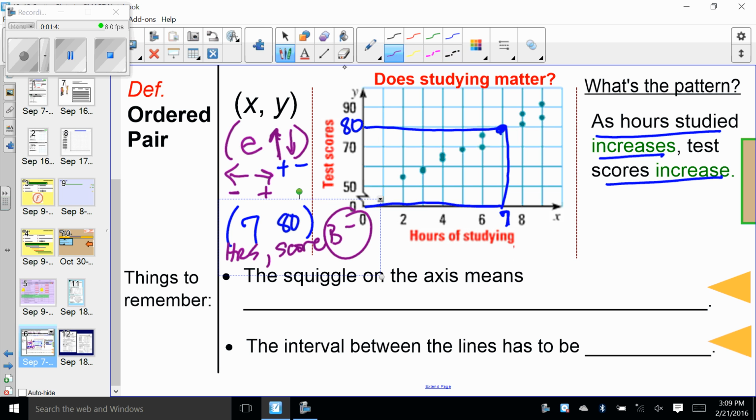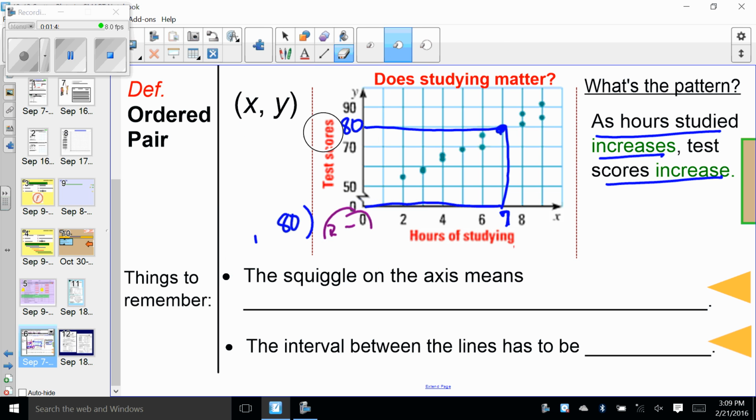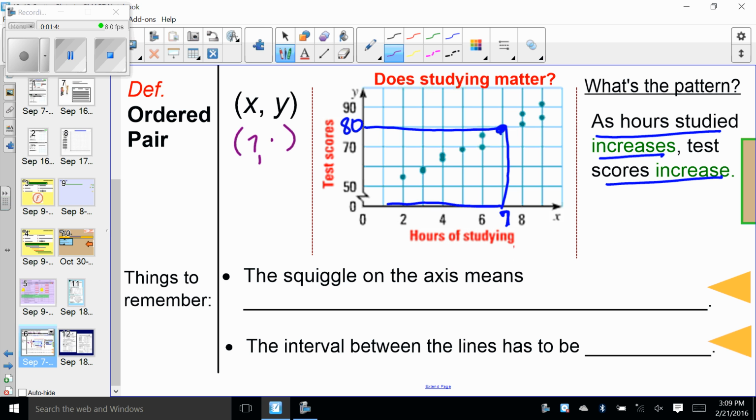So we could pull out some data points. Let's go ahead and pull out more data points than that. So let's start with 7, 80. 7 hours of studying is a test score of 80. So what's another example? Well, I'm going to have to kind of estimate on some of these because they're not great. But if we look at maybe this data point here, 6 hours of studying is a test score of 70.